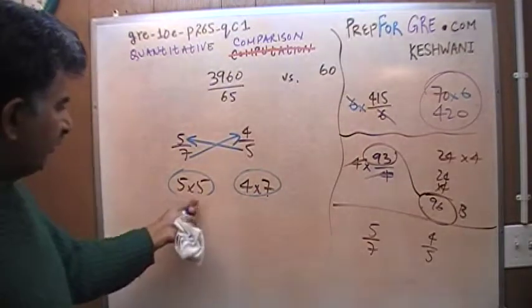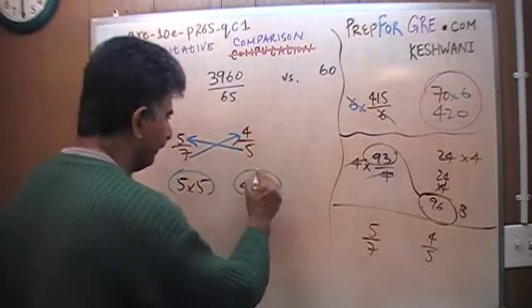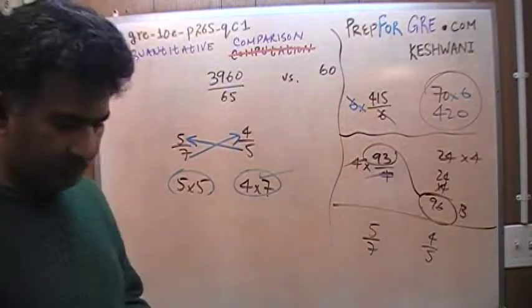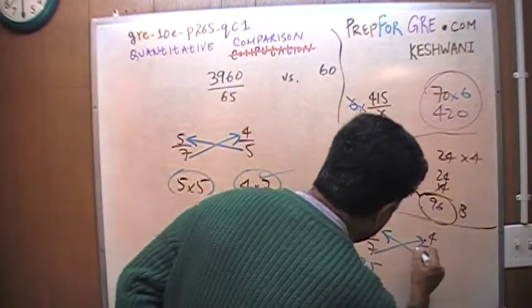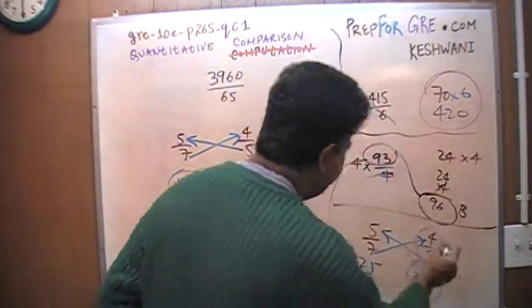That's it. Which one is bigger, 25 or 28? Of course 28 is bigger. The answer is this. So that's what you have to do there. Just multiply it, 25 and 28. Voila, this side is bigger.